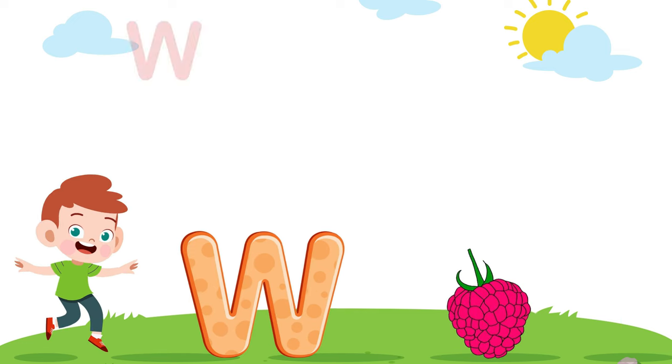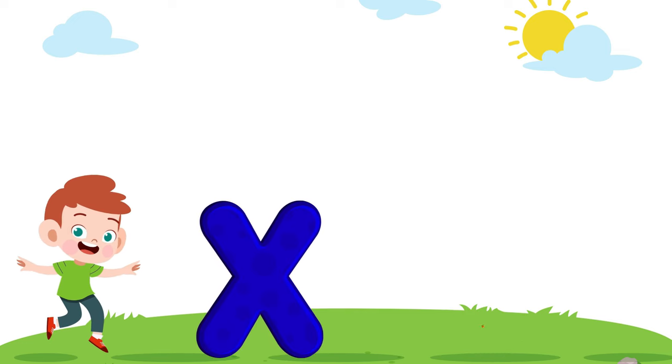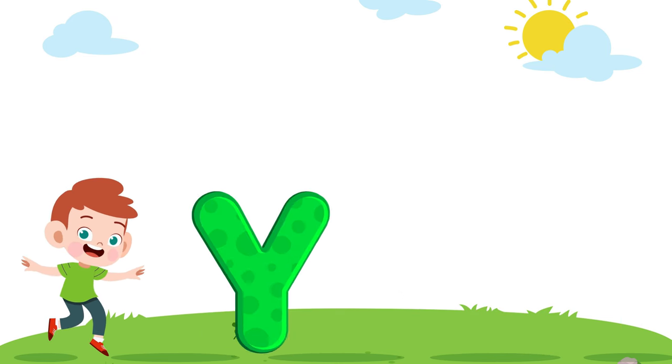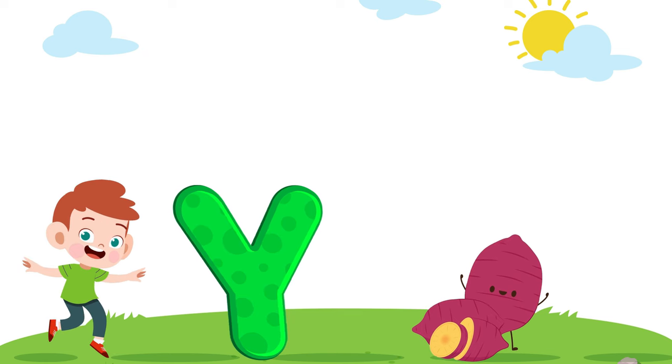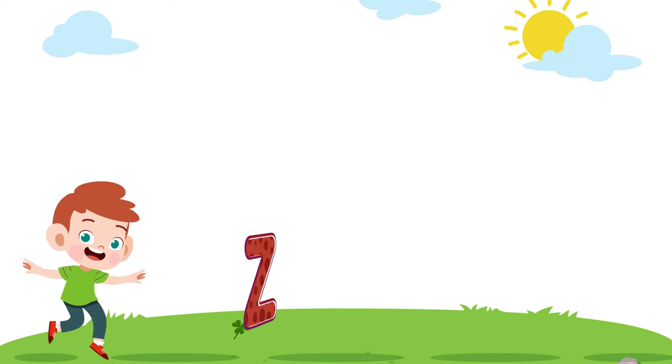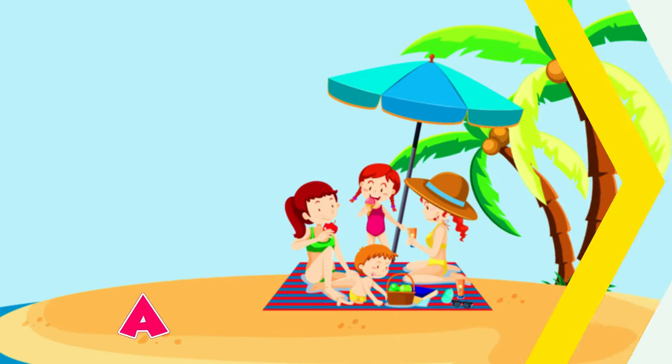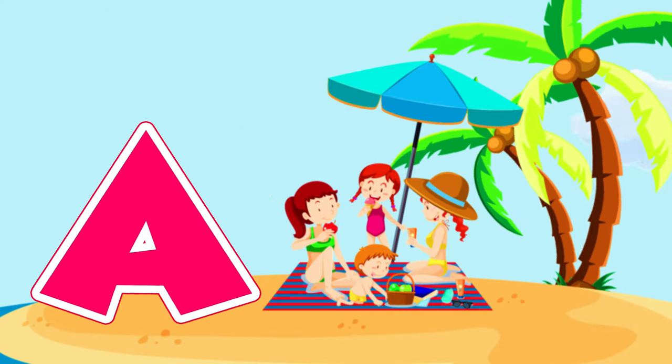V, V. Velvet Apple. W is for Wineberries. W, W. Wineberries. X is Xigua. X, X. Xigua. Y is Yam. Y, Y. Yam. Z is for Zucchini Fruit. Z, Z. Zucchini Fruit.